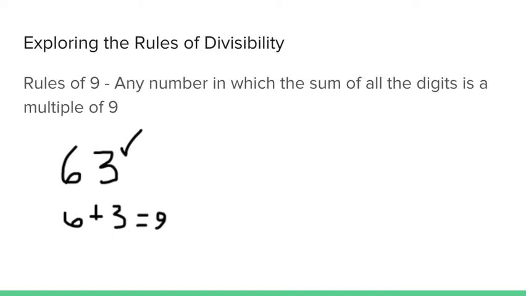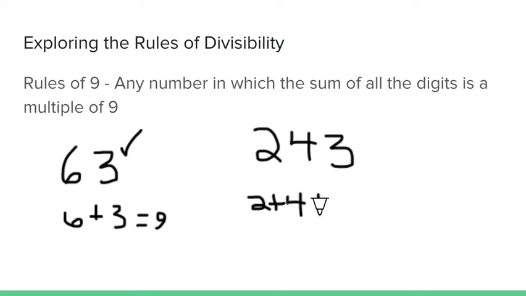We could use an even larger number. We could even use the number that we used earlier in the example for the number 3, 243. If I add 2 plus 4, that gives me 6, plus 3 equals 9. So this number is also divisible by 9.